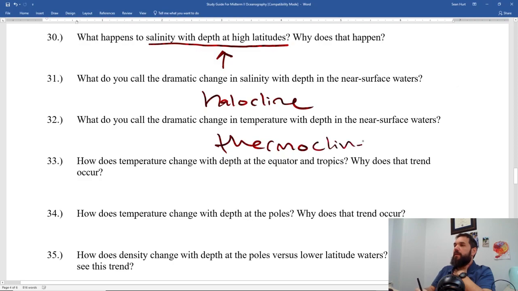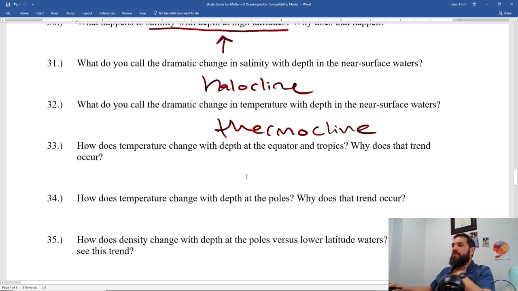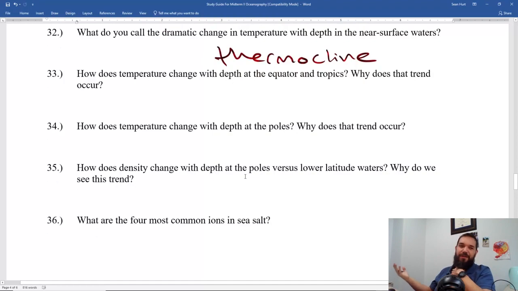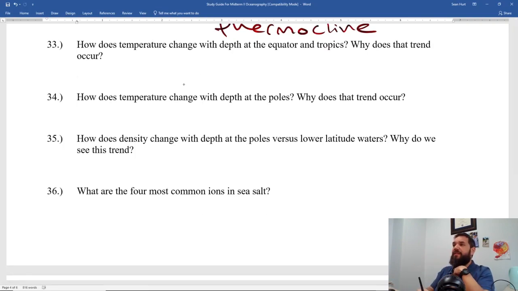Okay. Now, how does the temperature change with depth at the equator and tropics? Very simple and very predictable. The temperature goes down as you go down in depth, and that's just because there's less sunlight. Remember that the sun is the one that's heating up the water and providing all the energy for the water. That doesn't happen at the poles, though, right? There is no thermocline in the poles. So at the poles, it's cold at the bottom and it's cold at the top.